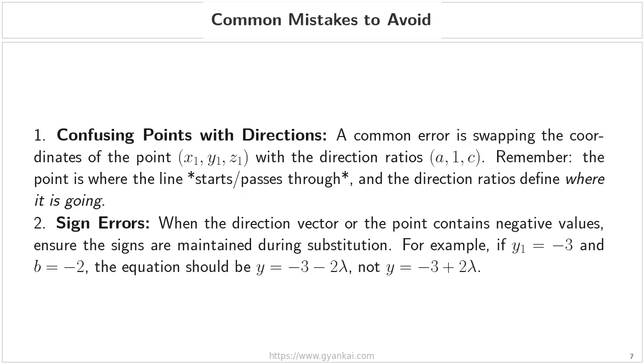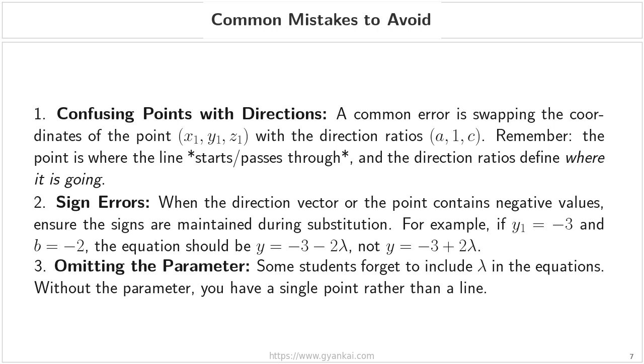Second, be extremely careful with sign errors. When you are substituting values into your formulas, especially if the point or the direction vector contains negative numbers, you must maintain those signs strictly. For instance, if your y-coordinate, y sub 1, is -3, and your direction component, b, is -2, your equation must be y equals -3 minus 2 lambda. A common mistake is to accidentally change that subtraction to addition, which completely alters the path of your line.